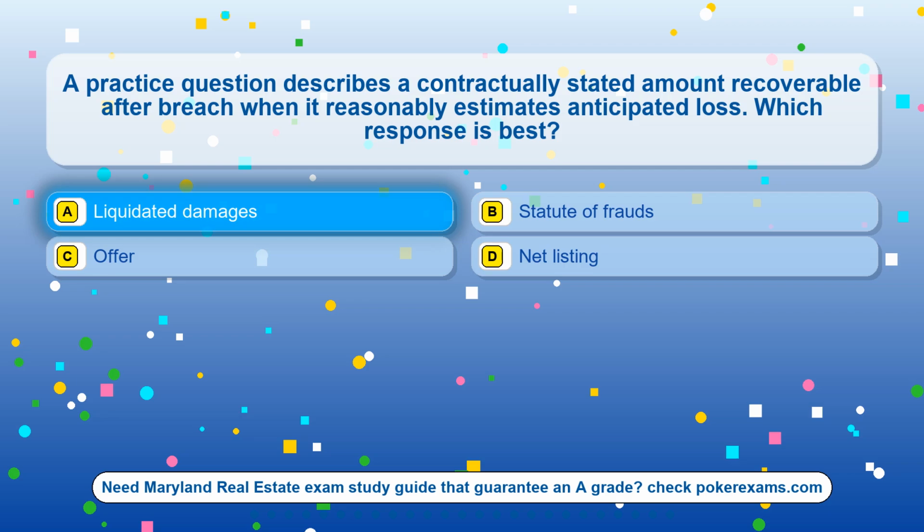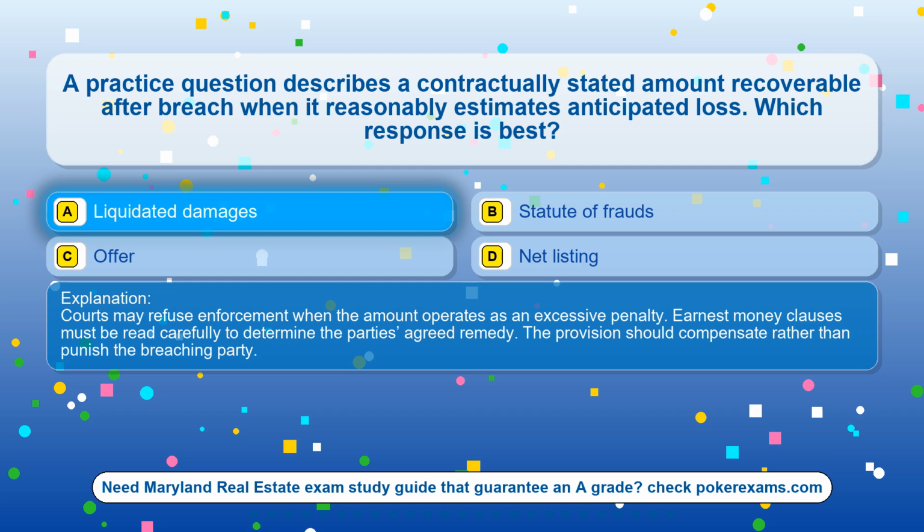The correct answer is option A. Liquidated damages. Courts may refuse enforcement when the amount operates as an excessive penalty. Earnest money clauses must be read carefully to determine the party's agreed remedy. The provision should compensate rather than punish the breaching party.